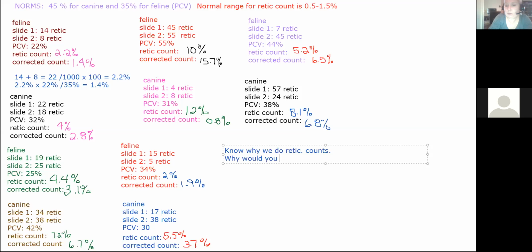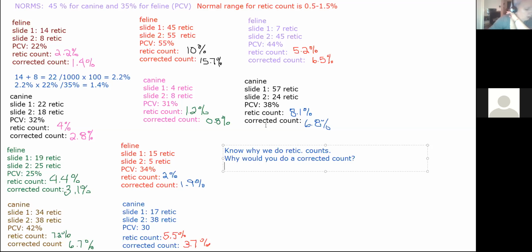Why would you do a corrected count? The whole reason for a corrected count is that if we know this animal just recently experienced a big surgery or they just lost a lot of blood, his reticulocyte count value is going to be kind of high, just like that first feline that we did up there. So the doctor's going to say, give me a corrected count on him because I know he lost a lot of blood and has a lot of reticulocytes. That's the only reason you would do a corrected count.